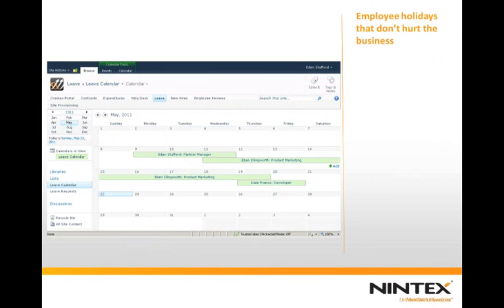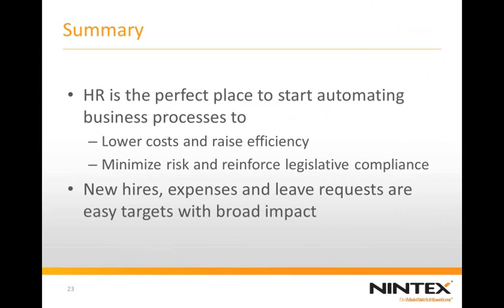So what does all this mean? Well, first of all, we're pretty sure now that HR is a really good place to start for automating business processes, mainly because of the high volume of workflows and people involved in those processes. It allows us to lower overall costs in the business associated with these HR processes and raise the efficiency and quality that we're delivering. It allows us to minimize the risk associated, both financial and effort-related risk. And it allows us to reinforce legislative compliance as well as internal compliance and governance as well.